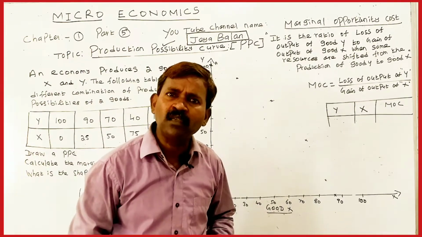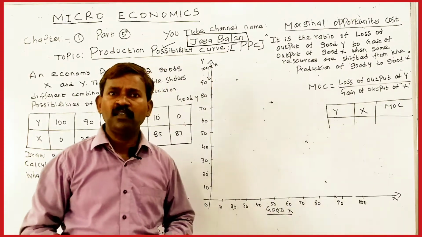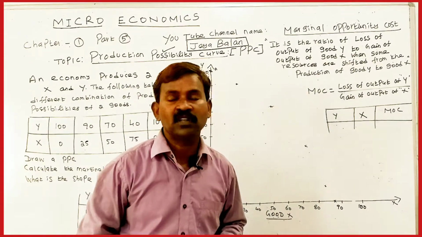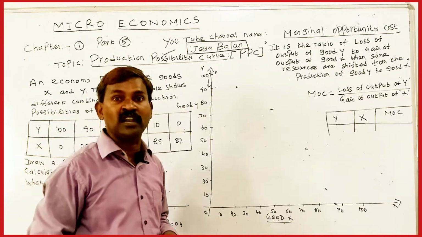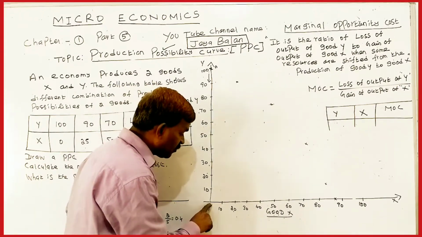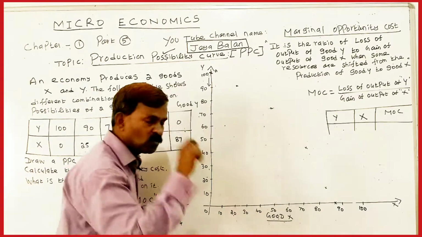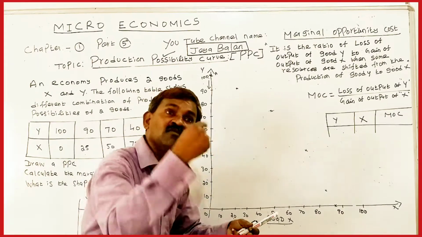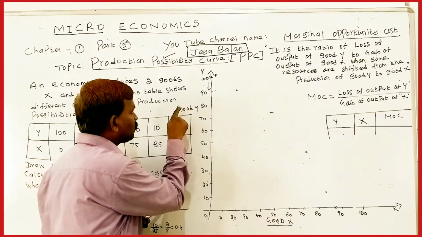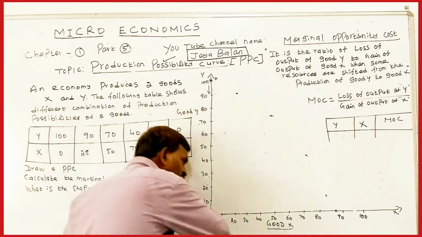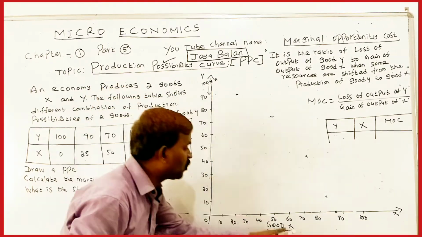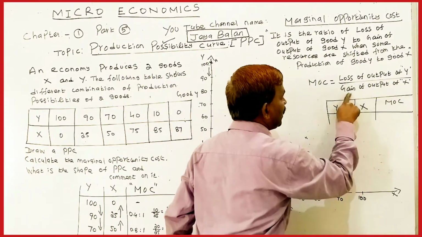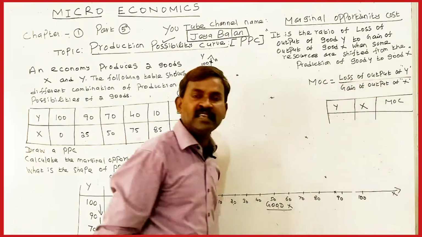Why should the economy be ready to sacrifice the production of good Y when it wants to increase the production of good X? Because I told you resources are already fully and efficiently utilized. Therefore, if the economy wants to increase the production of good X, what should it do? Some of the resources which were already used in the production of good Y must be shifted from the production of good Y to the production of good X. So what will happen in the economy? The production of good X will increase and the production of good Y will decrease.